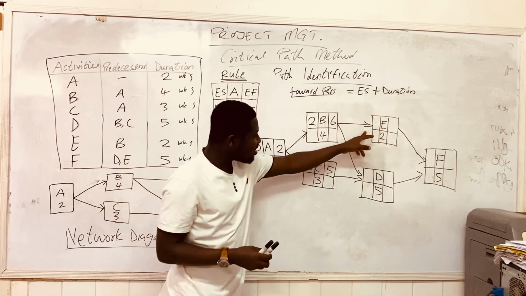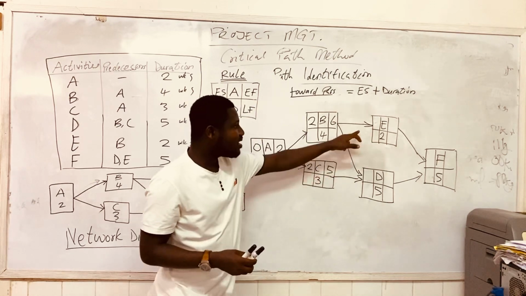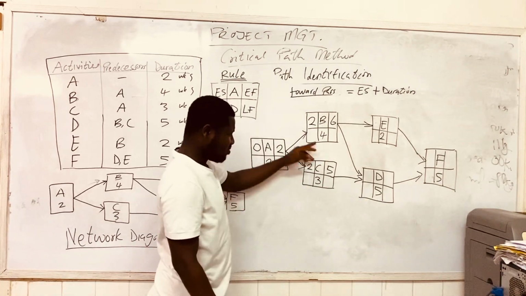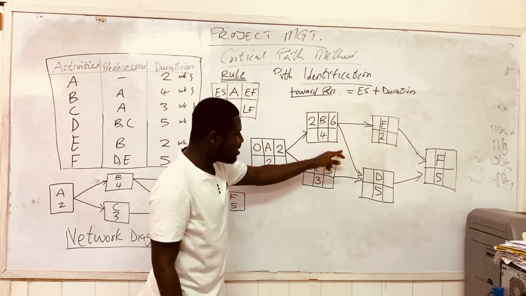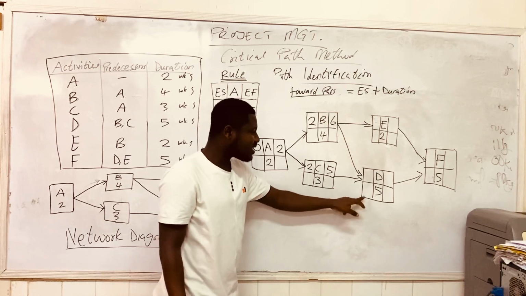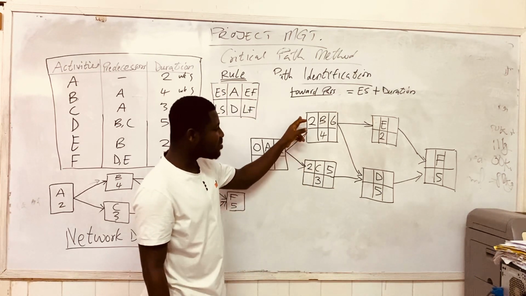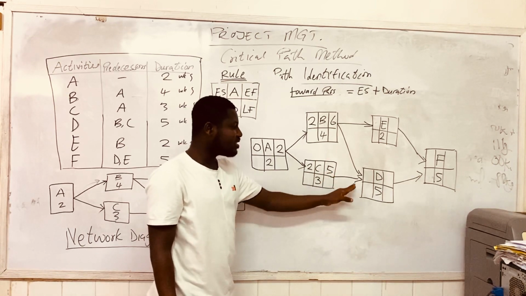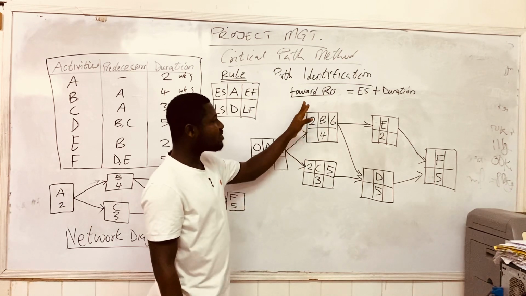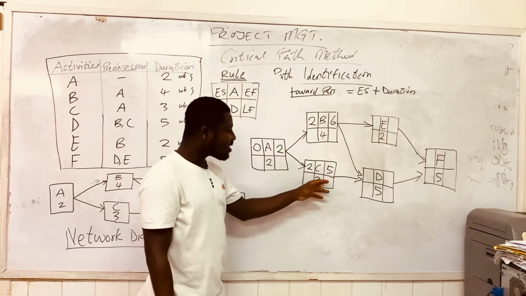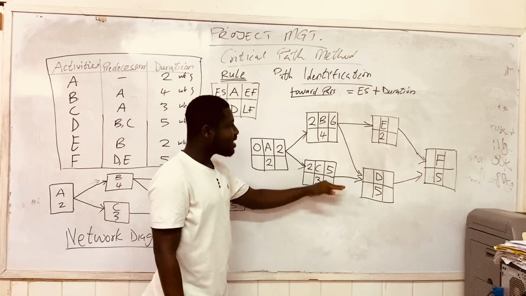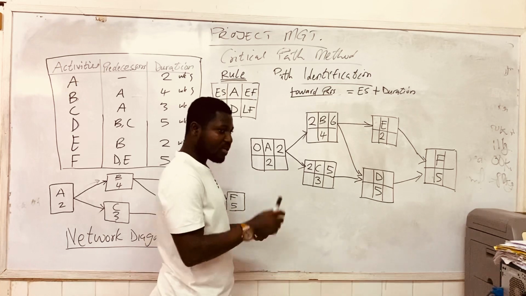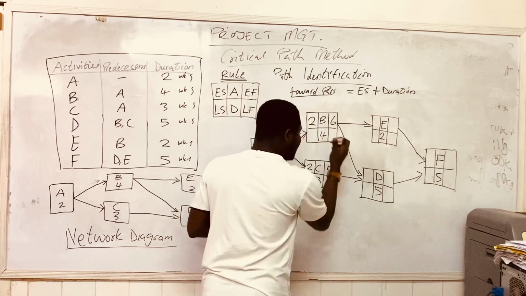And mind you, E is not connected to B and C. Activity E is only connected to B. But now we are talking about D, which is connected with B and C. Activity D is actually waiting for activity C and B to complete. Activity C will finish in 5 weeks' time. Activity B is finishing in 6 weeks' time. So activity C can finish, but until B finishes, we cannot start D.